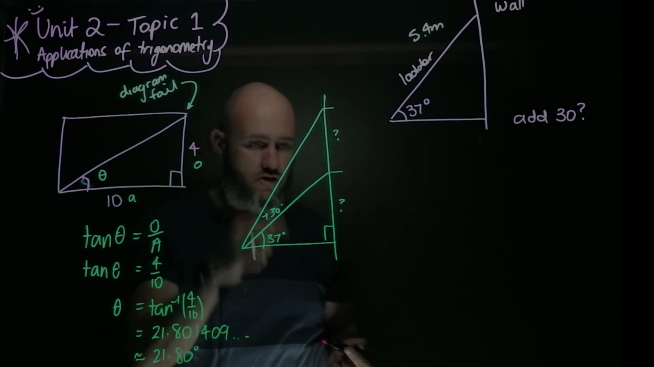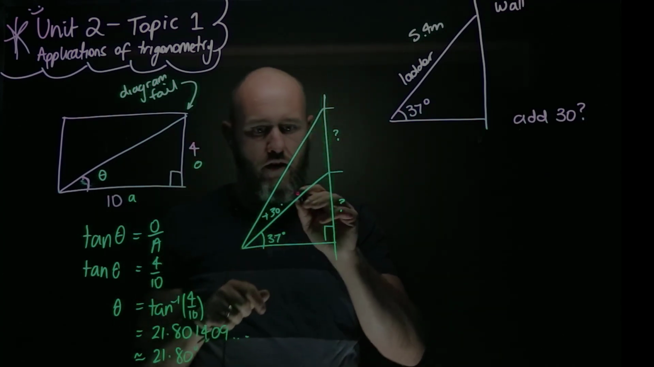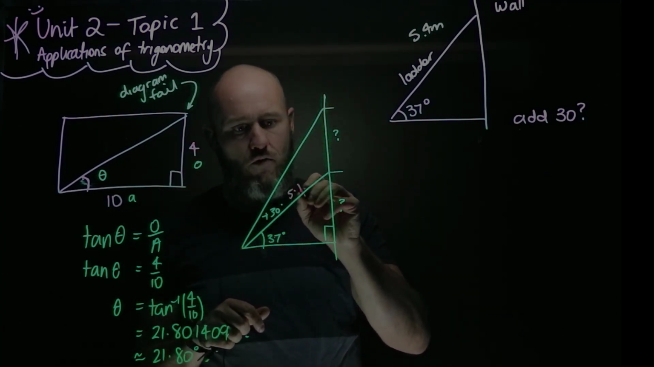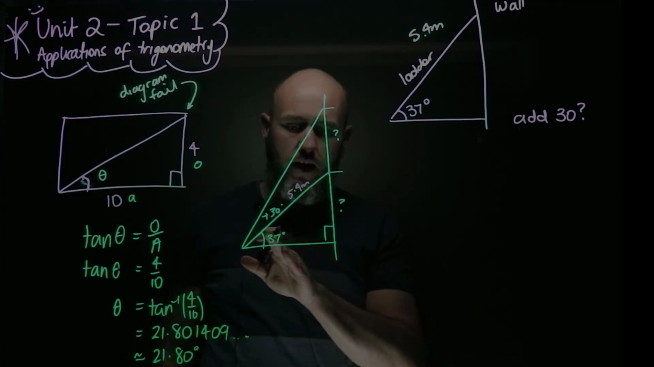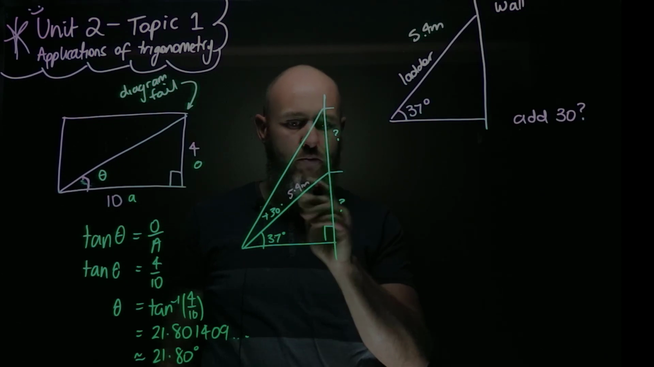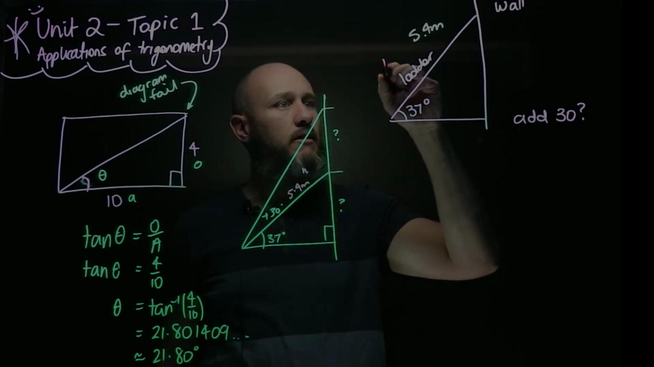So let's do our calculations. We'll start in our small one. Remember we've got 5.4 metres, and so 37 degrees, 5.4 metres, which is our hypotenuse. I'll do it up here.